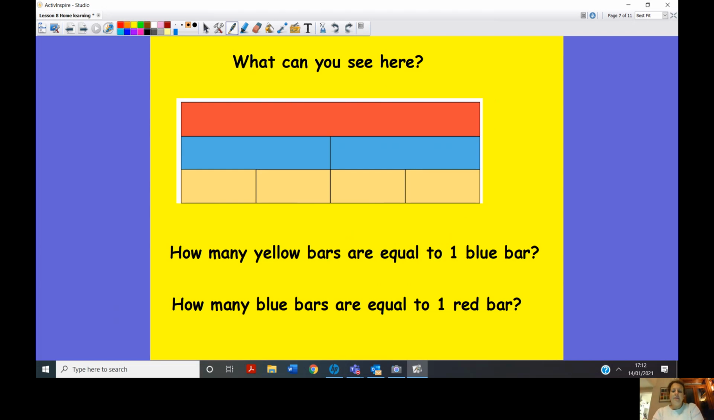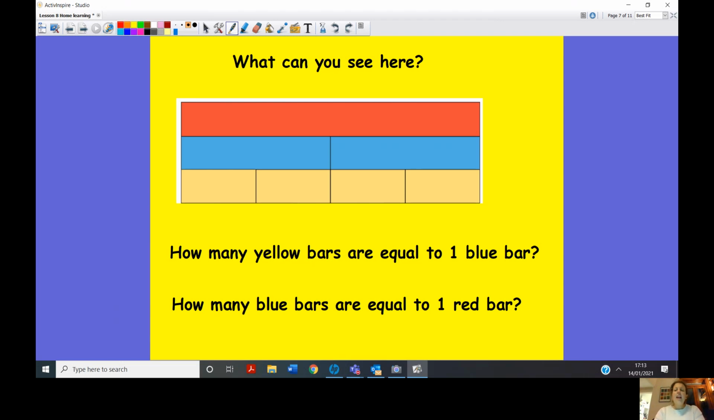What can you see here? How many yellow bars are equal to 1 blue bar? How many blue bars are equal to 1 red bar? Have a look, have a think. What can you see? Maybe press pause, because we're going to go straight on.